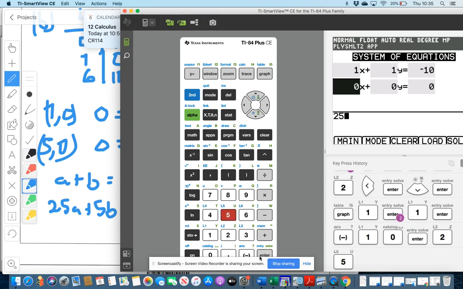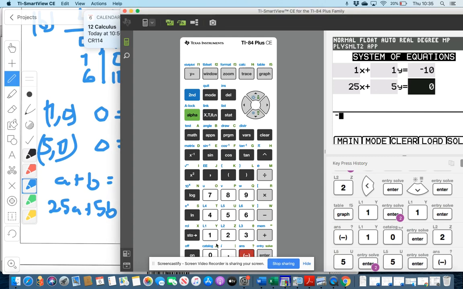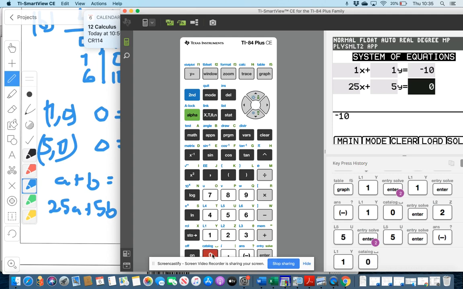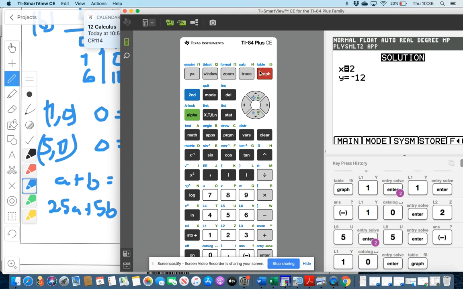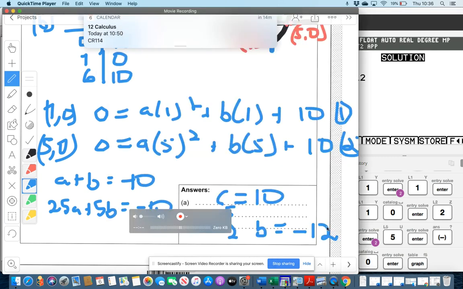And then I have the other equation, 25a plus 5b equals -10 again, because of symmetry. Okay, and then I just solve that. And I get A is equal to 2, B is equal to -12, and C is equal to 10. Next question.